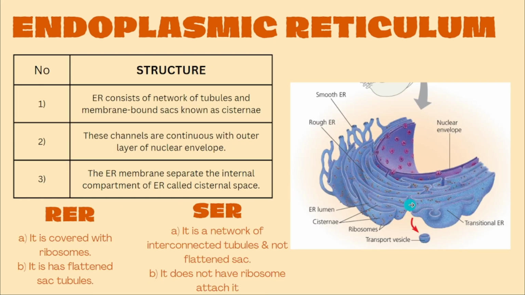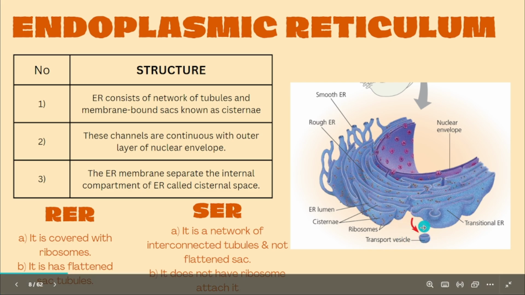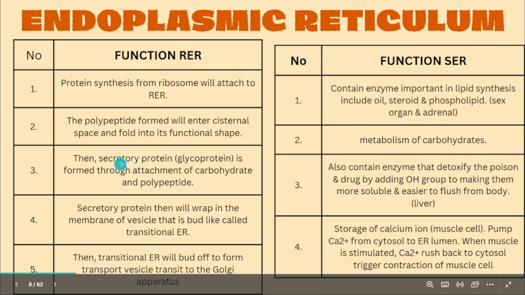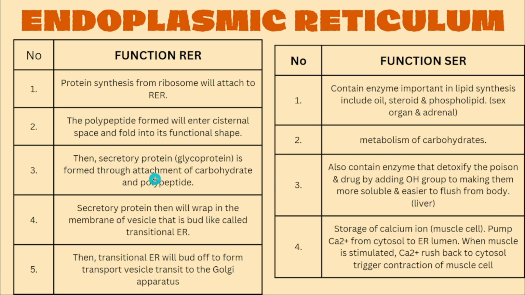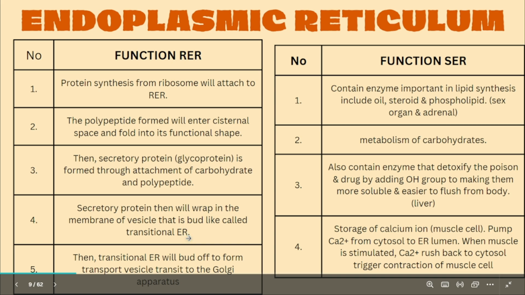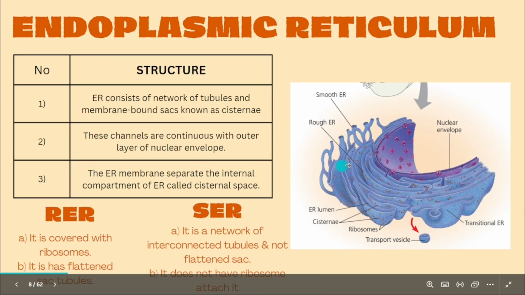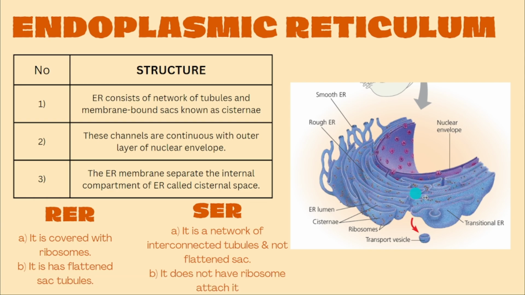And then once they are formed, they will become part of the vesicle, and the secretory protein is formed through the attachment of carbohydrate and polypeptide. And this secretory protein will be wrapped in the membrane of the vesicle, which is called the transitional endoplasmic reticulum. And this transitional endoplasmic reticulum will part off to form a transport vesicle to transit to the Golgi apparatus. So meaning that once the protein is formed in the ribosome, they will go to the cisterna space to form the necessary structure of the protein, either primary, secondary, tertiary, or quaternary.